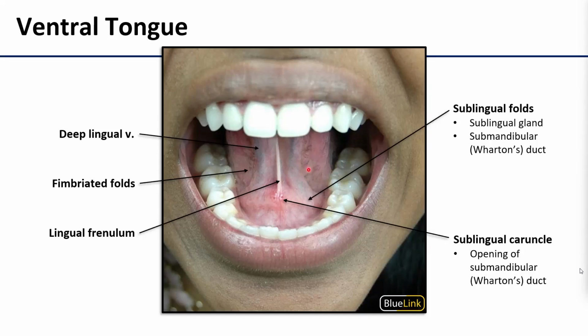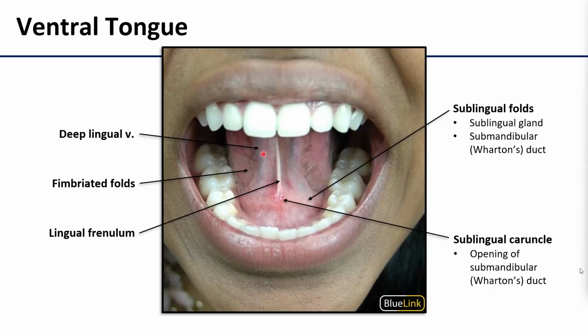Coming up onto the body of the tongue here, we can see these darker folds here. These are the deep lingual veins. And coming off to their side, you can see some projections. These are called fimbriated folds. You can see them on both sides of the tongue.